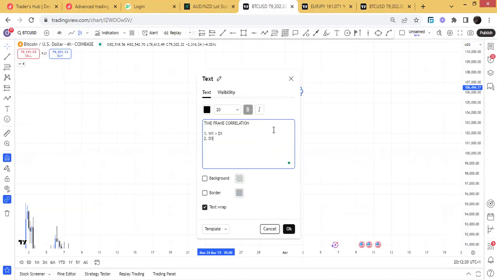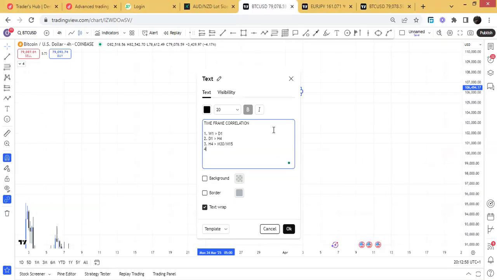If you are trading off of the daily time frame, you want your 4-hour time frame to align with the daily time frame. If you are trading off of the 4-hour time frame, you want your 15 minutes time frame or your 30 minutes time frame to align in the same direction. Okay. Let's say M30 or M15. You want that to align.